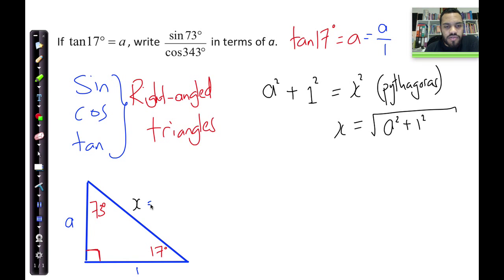x is equal to the square root of A squared plus 1 squared. Short side squared plus the other side squared gives me the hypotenuse squared. So the hypotenuse here, which I denoted by x, is equal to the root of A squared plus 1 squared. Okay, so now that I have that, they're telling me to write sine of 73 over cos 343 in terms of A. So let's do that over here.